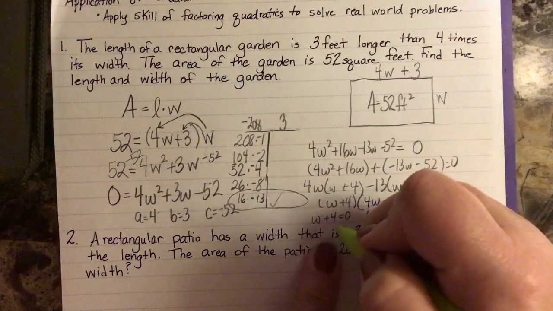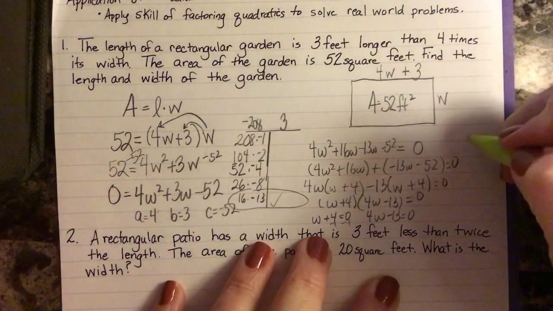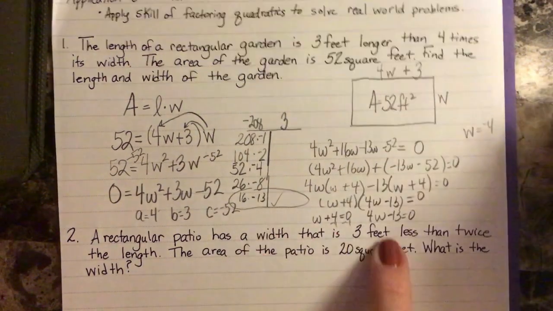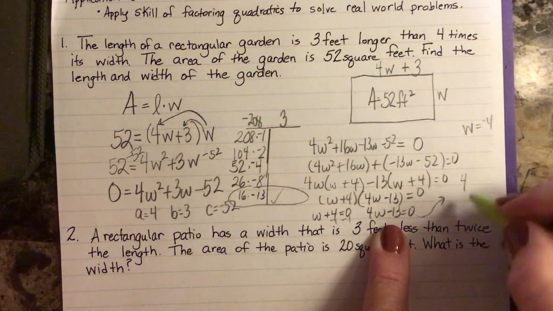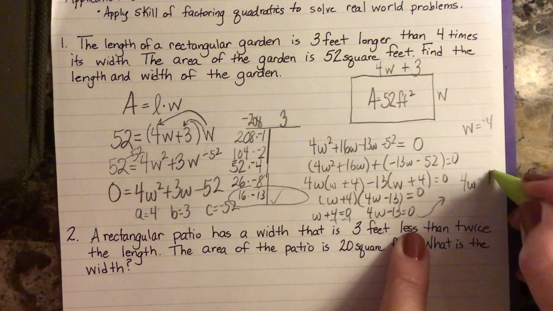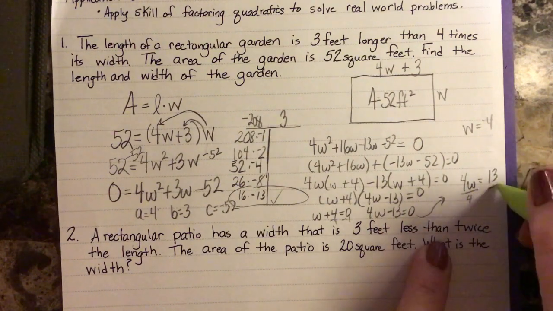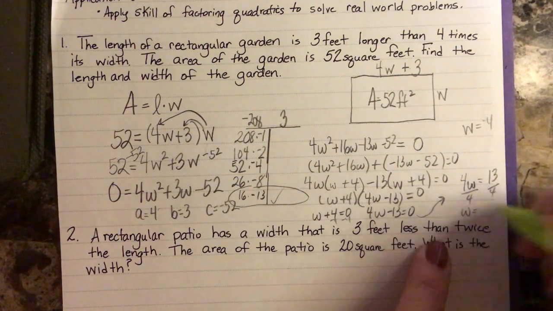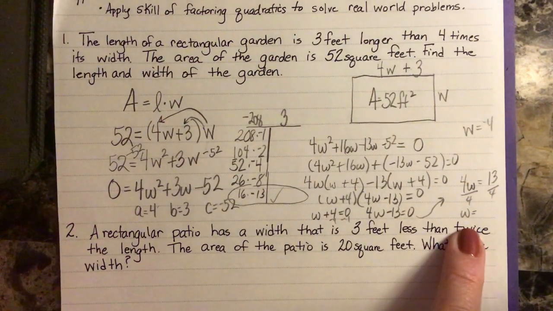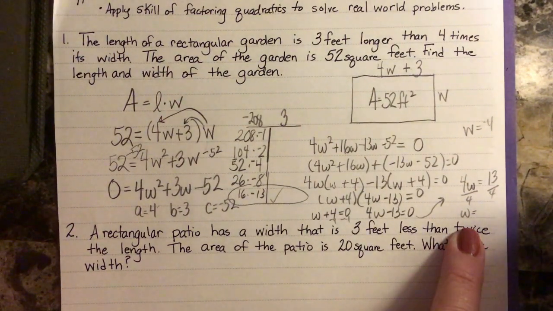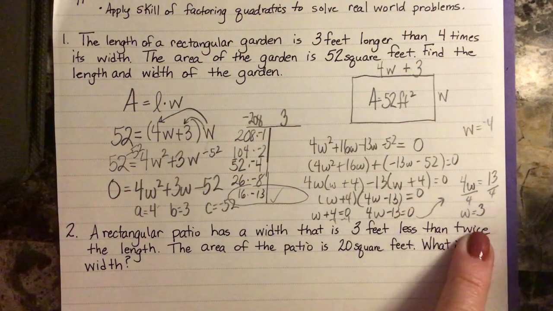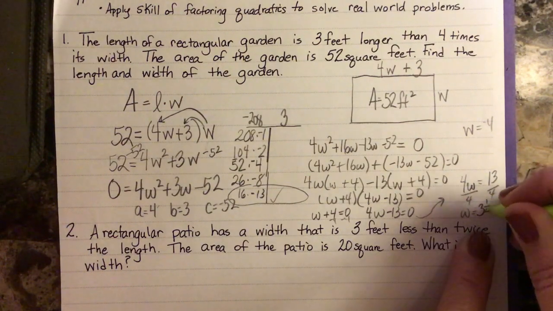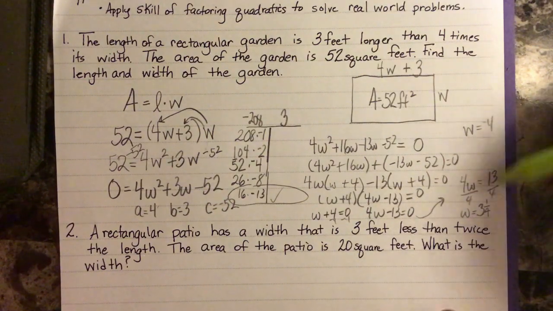Okay, if I solve this, I've got w equals negative 4. And if I solve this one, I'll just do it right here. I'll have 4w equals 13, so w equals 13 divided by 4. My width, I'm going to go ahead and make that a mixed number, is going to be 3 and 1/4.